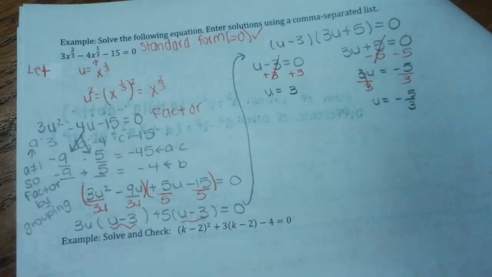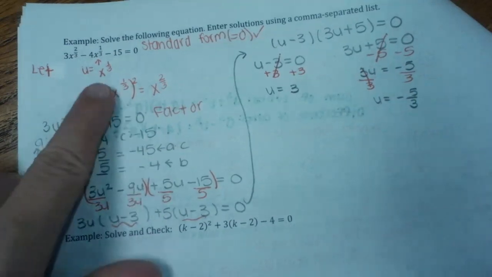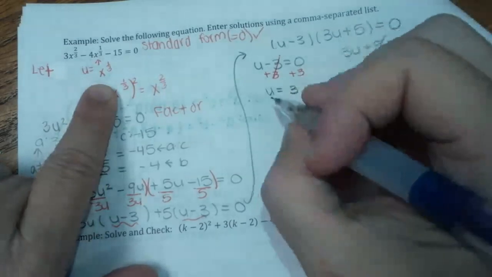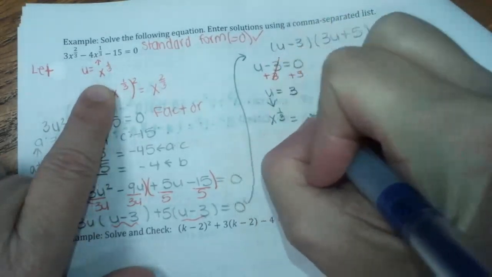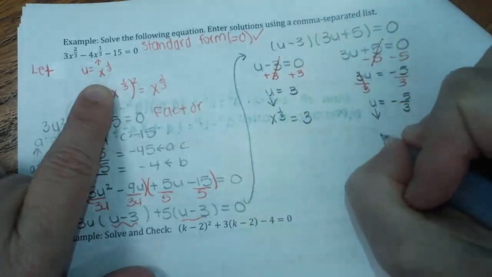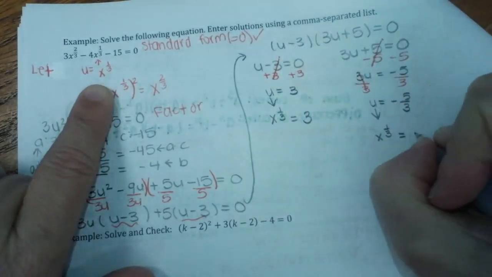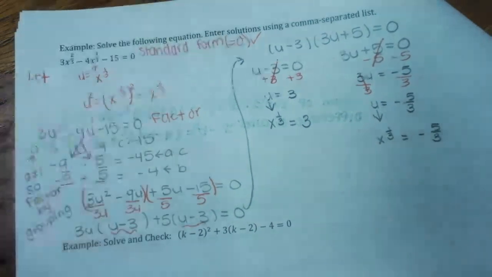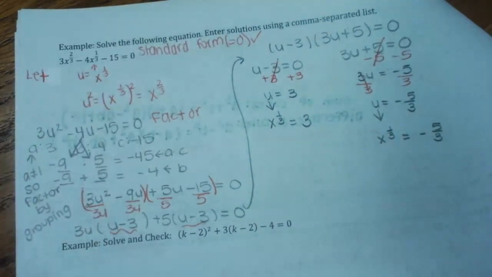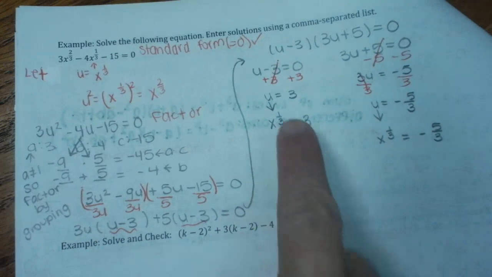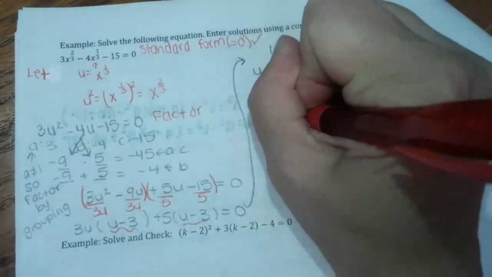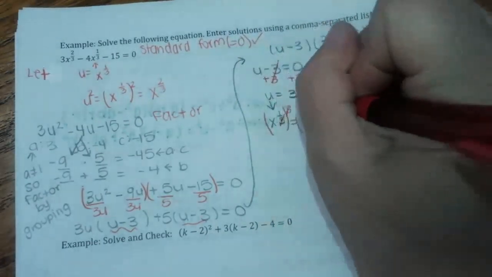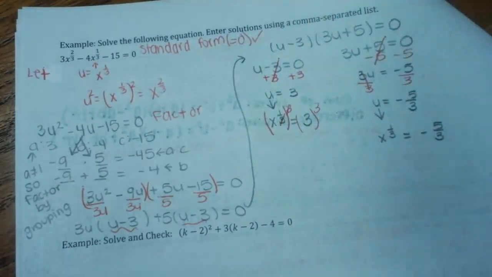Okay, so we solved for u, but the question didn't ask us to solve for u, it asked us to solve for x. So let's plug in our x's back. Instead of u, I know u is the same thing as x to the 1/3 power. So x to the 1/3 power instead of u equals 3. And x to the 1/3 power instead of u equals negative 5/3. So we need to get rid of this 1/3 power. In order to get rid of that 1/3 power, I want to raise both sides to the 3rd power. That way my 3's cancel.